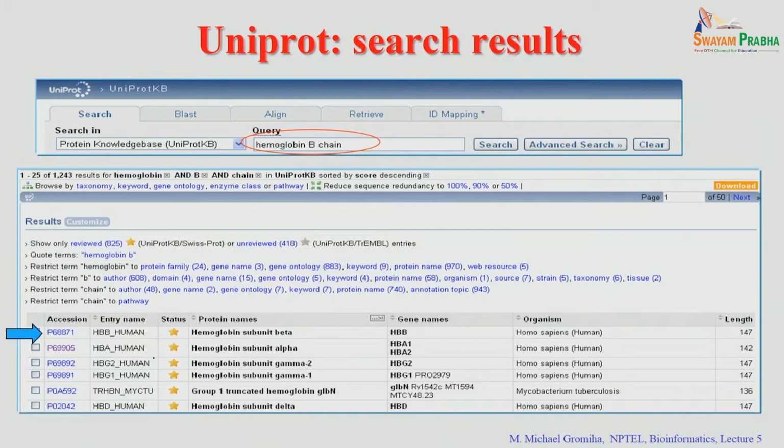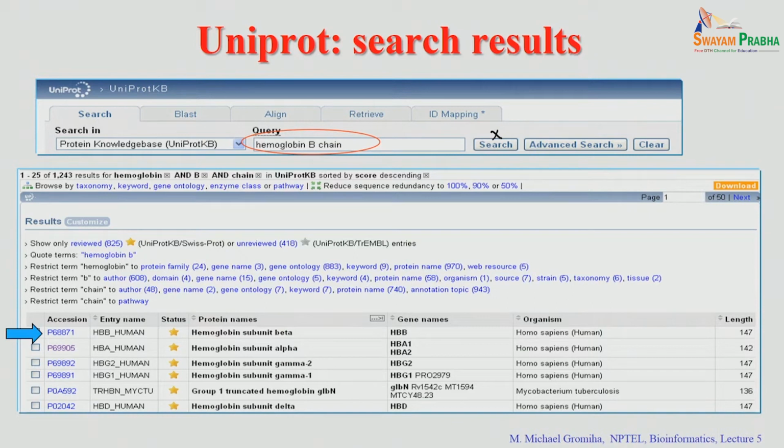If you want to search data for any of these specific proteins, I will show one example: hemoglobin B chain. What is the importance of hemoglobin B chain? This is a transport protein, an oxygen carrier protein. So, I put in hemoglobin B chain, and if you click on search, this will show you all the entries related to the hemoglobin B chain.